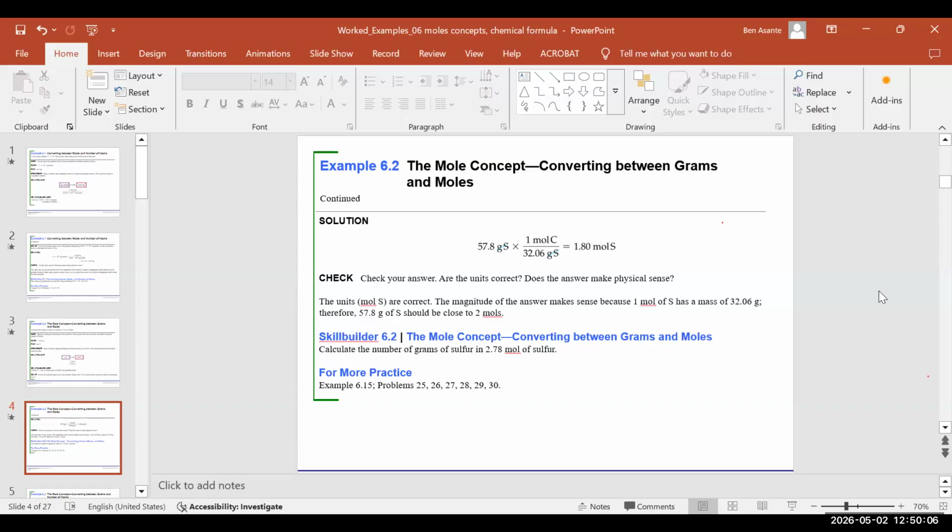When you finish, let me know so that we can see whether the answer we had was correct or wrong. Sir, please, the most is 2.7. Yeah, 2.7 moles of sulfur. Okay.